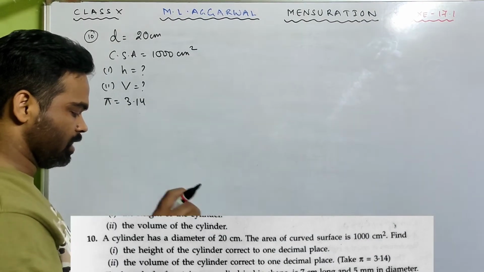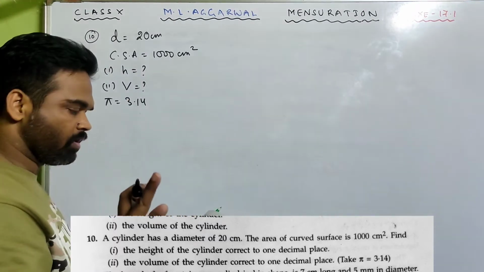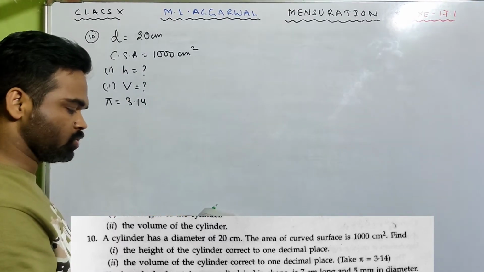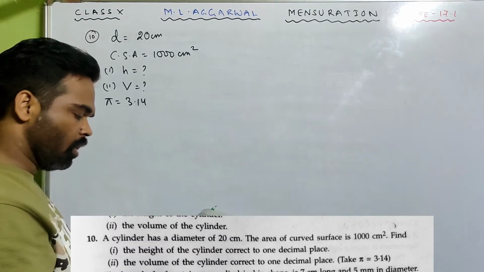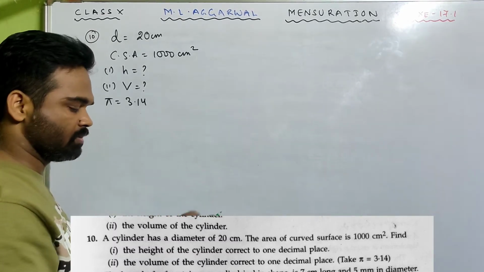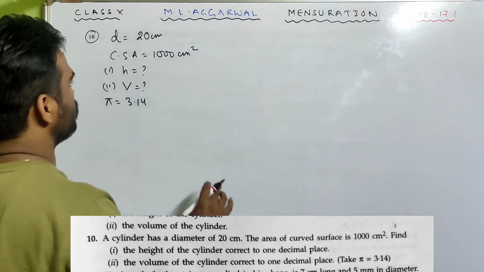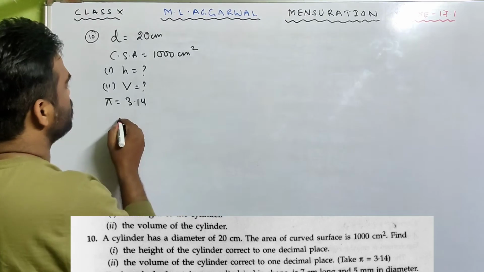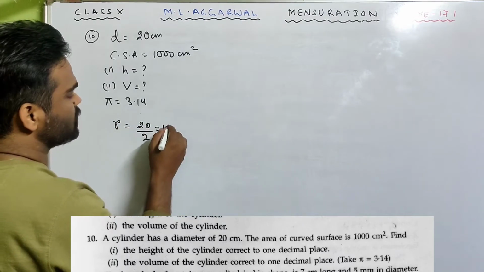To look at number 10, a cylinder has a diameter of 20 centimeter. The area of curved surface is 1000 centimeter square. Find the height of the cylinder correct to 1 decimal place and the volume of the cylinder correct to 1 decimal place. Take pi as 3.14. Now look over here. We know if the diameter is given, the radius is d by 2, which is 20 by 2. That's 10 centimeter.